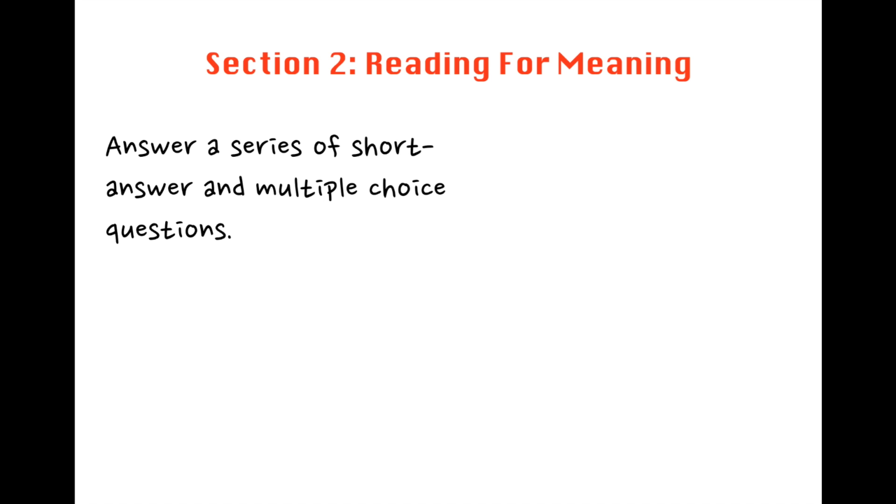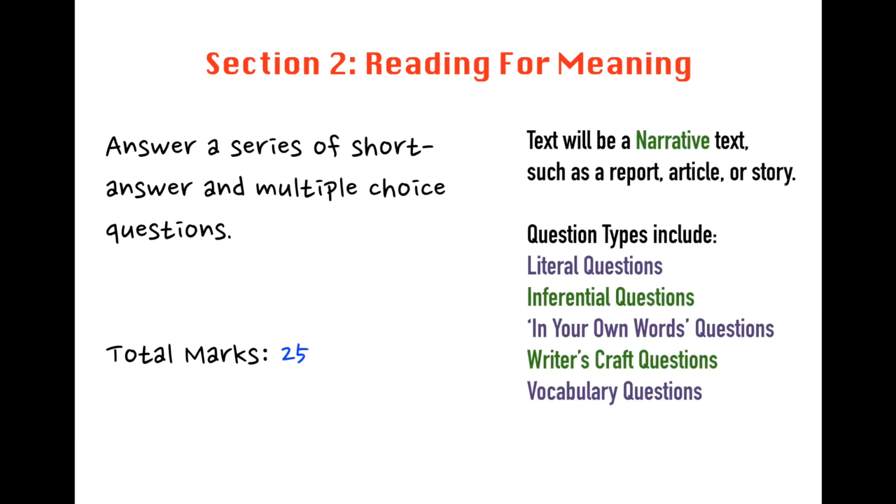Okay, so on to section 2, which is called Reading for Meaning and is basically a reading comprehension task. What you have to do in section 2 is answer a series of short answer and multiple choice questions, and there are 25 marks available in total for section 2. The text that you will read will always be a narrative of some type, maybe a report, an article, or a story, and you will be assessed by means of 5 question types.